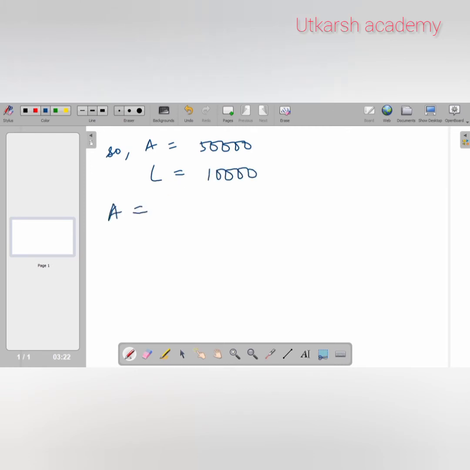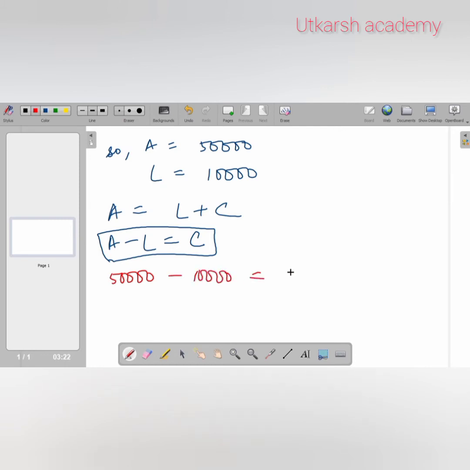We know the accounting equation, asset is equal to liability plus capital. So asset minus liability is equal to capital. This can also be another formula. So what is assets here? Asset is 50,000, liability is 10,000. So the closing capital will be 40,000.